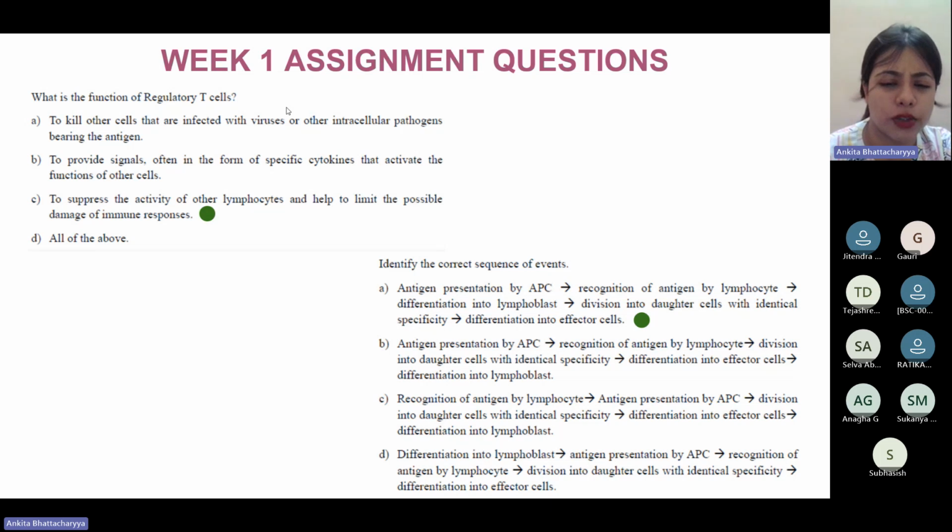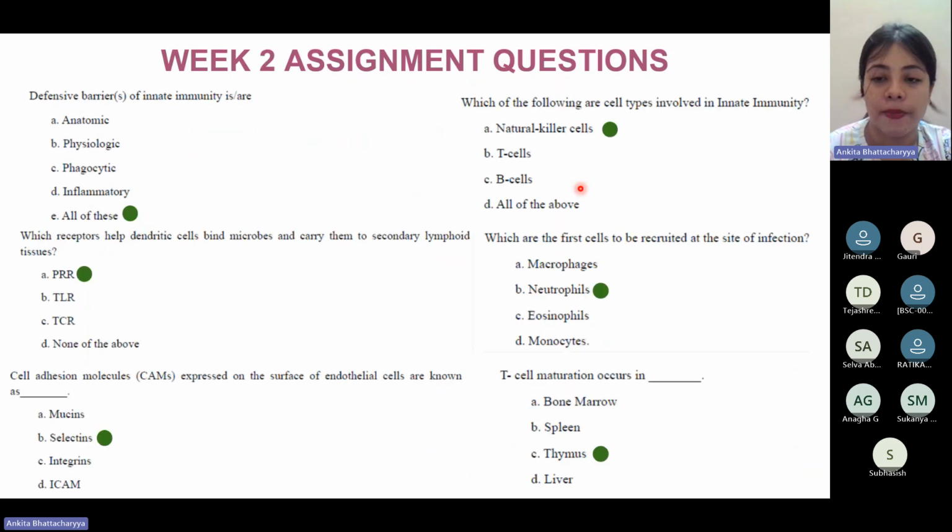If you look at the rest of the options, there is some switching that has occurred in this sequence of events, and therefore the correct option was option one. So I hope this was clear. If in case there is any doubt, please don't hesitate. You can go ahead and ask me, and I'll try to address your question to the best of my abilities.